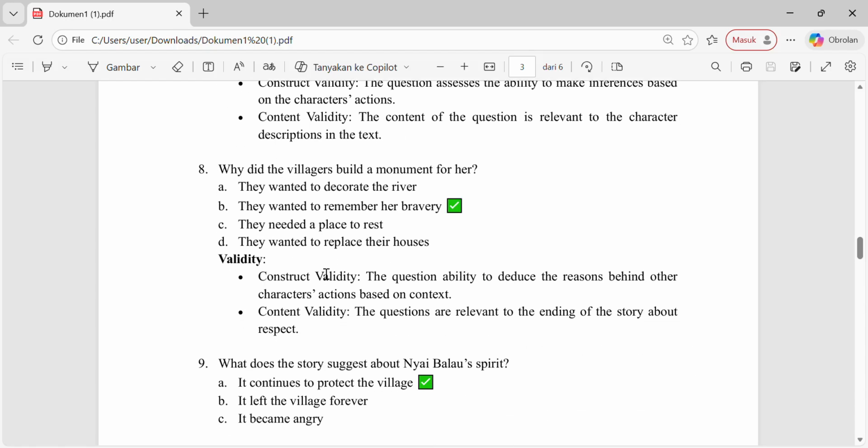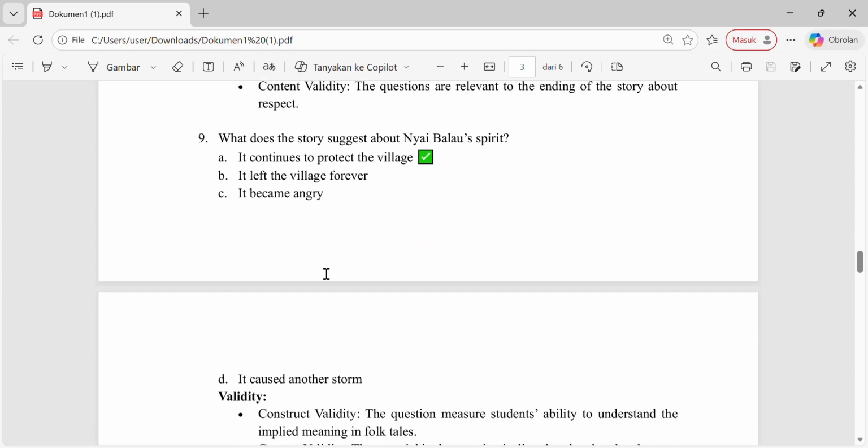For question number 8, the answer is B. Students draw a conclusion about the villagers' reason for building the monument, since the text does not explain it directly. For construct validity, the question tests the ability to deduce the reasons behind other characters' actions based on the context. For content validity, the questions are relevant to the ending of the story about respect.